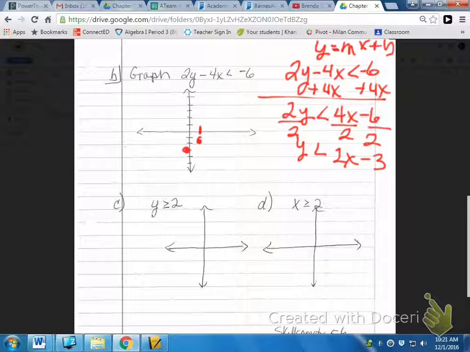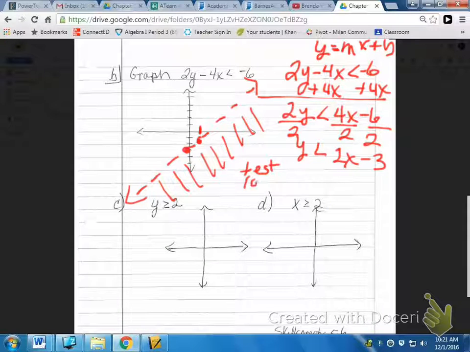It is less than, so it is not included. The line is not included, so it is literally a dashed line. And less than would be below, but I'm going to test it. Now, if I pick my favorite test point 0, 0, should it be true or false? False, because it's not in the shaded area. And you can test it that way too.